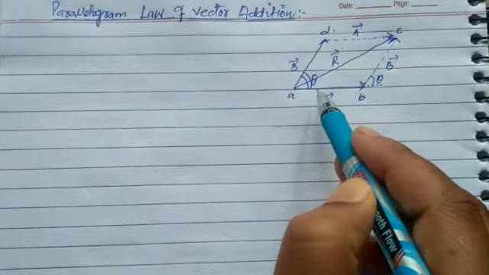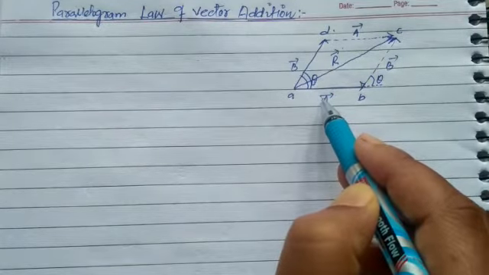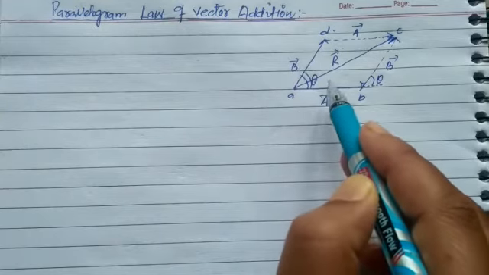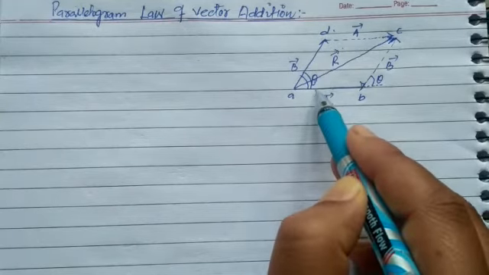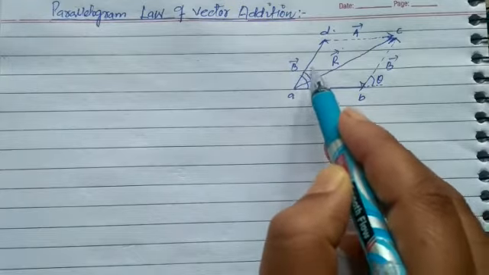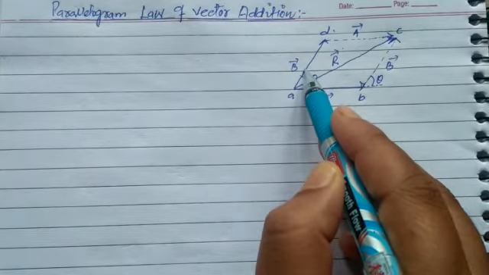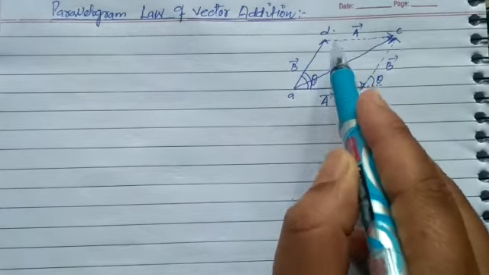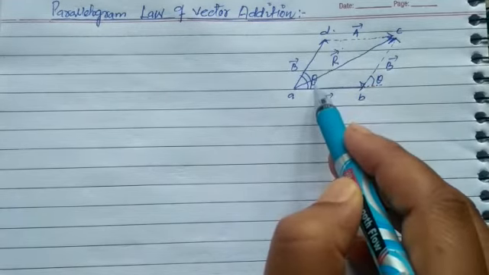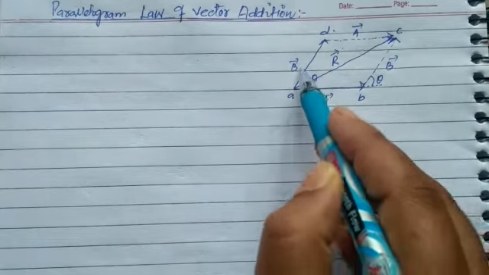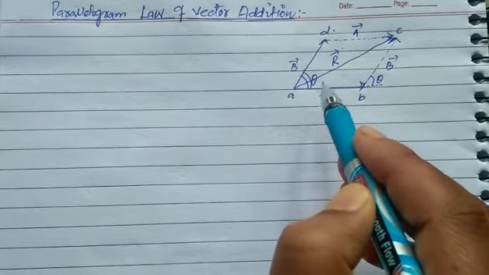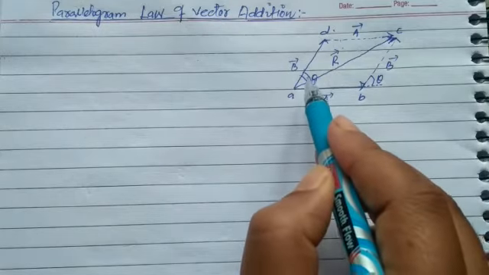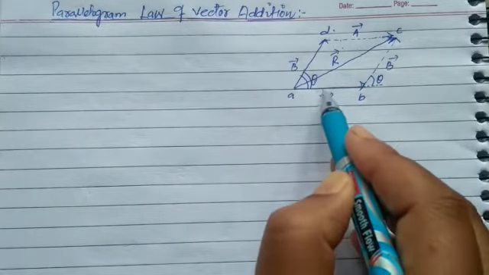It states that if two vectors are represented in magnitude as well as in direction by two adjacent sides of a parallelogram. This is one side of the parallelogram, this is its adjacent side, and also this is its adjacent side. But now we have chosen that these two sides are going to represent two vectors.